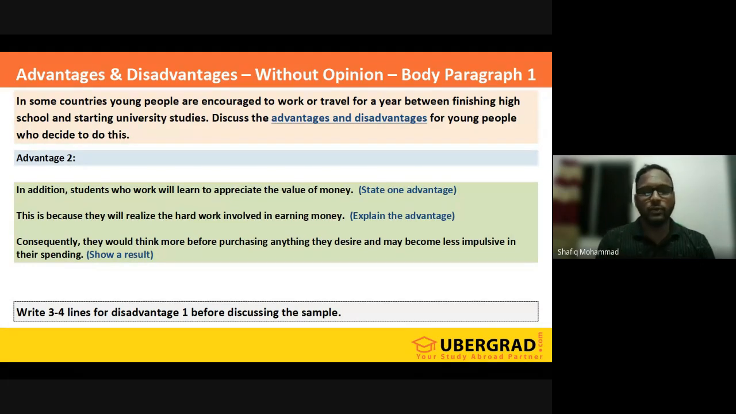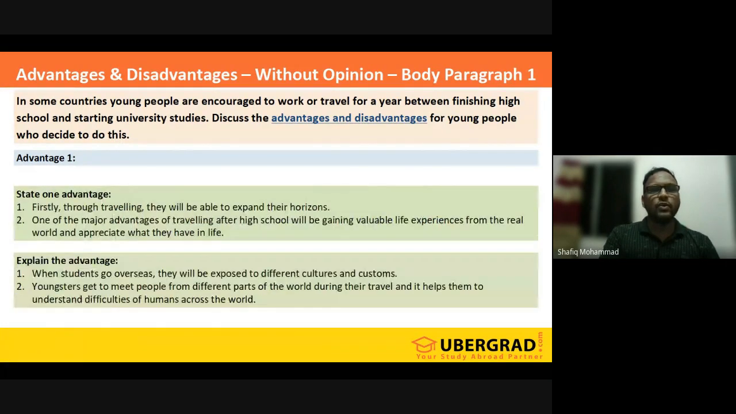It's not to give any gyan session. We all come across these things. So whatever your life is, you can talk about it. Whatever is related to the topic, you can include your own life experiences, like I told you yesterday. Okay, so this is it. Two advantages you can give, and also give an explanation and the result. So state an advantage, explain the advantage, and show the result. In the same way, you are going to do two advantages in the first body paragraph.